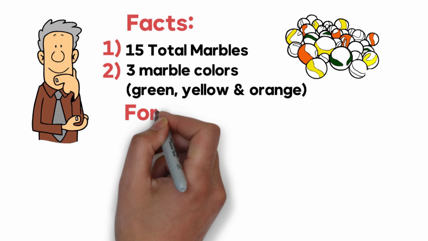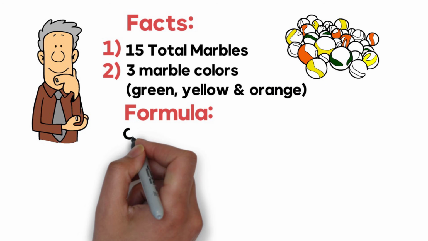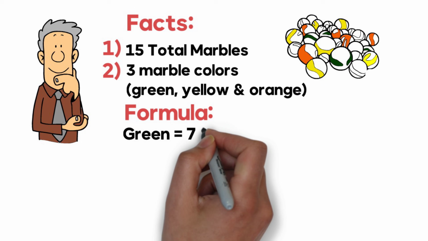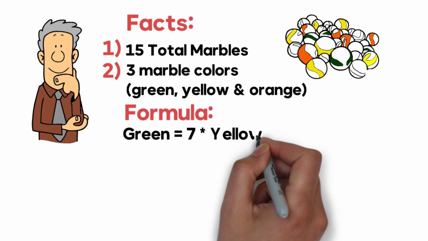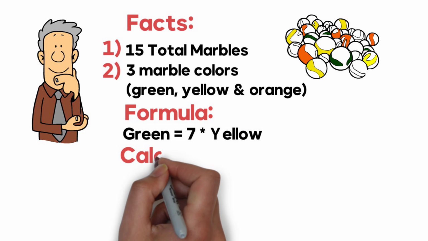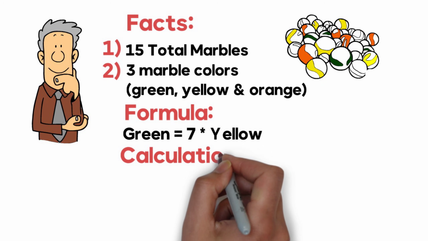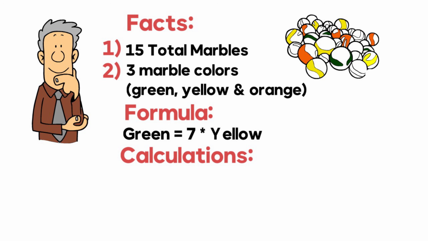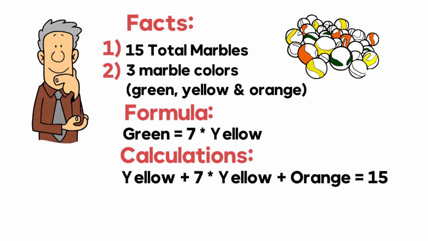And the formula that we are presented with is that there are 7 times more yellow marbles than green marbles. How does it help us? With this type of information, we can easily build the calculations, and we will base our calculation off of yellow marbles. The calculation will be yellow marbles plus 7 multiplied by yellow marbles plus orange marbles equals 15.